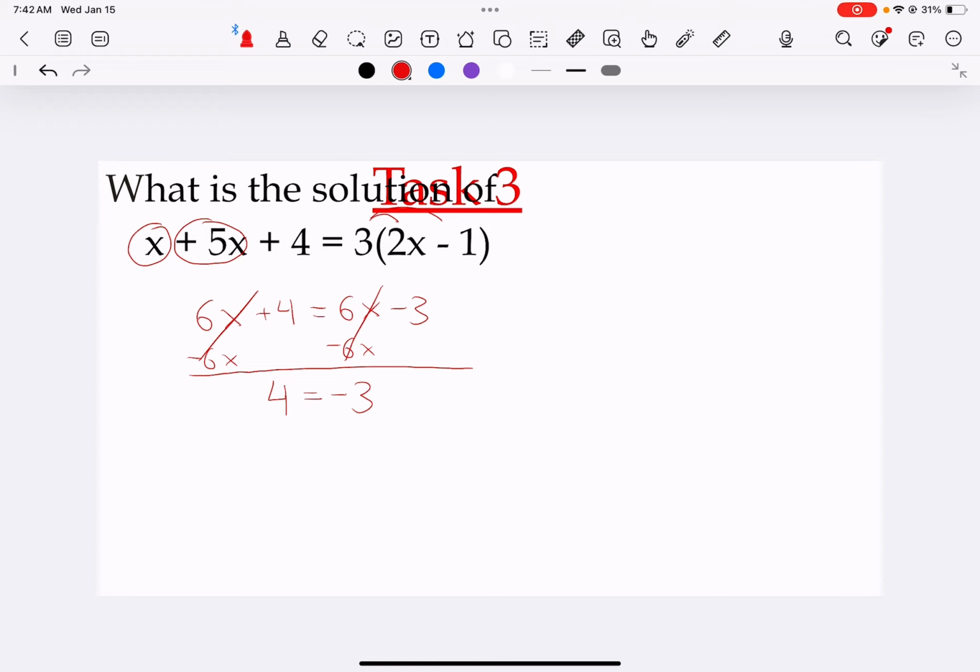In this case, my variables got eliminated and I was left with two numbers that were not equal. If your two numbers are not equal, that means there's going to be no solution. So there is no possible number that I can substitute in for the x to make the equation true. And if I look at my equation at this point, I had 6x plus 4 equals 6x minus 3. Since I'm doing 6 times a number and then adding 4, that's never going to be equal to 6 times the same number and then subtracting 3. So it makes sense that there is no solution for this equation.